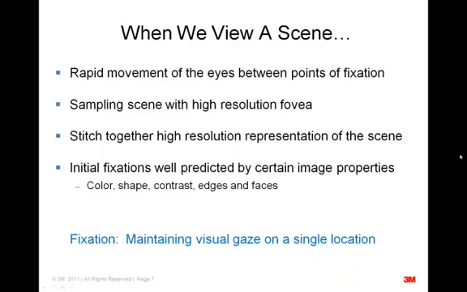What we're doing during this rapid movement period is we're sampling the scene with our high-resolution fovea. Over time, using this information, our brain stitches together a high-resolution representation of the scene. The initial fixations, or points where we will maintain our gaze, are well predicted by certain imaging properties, things like color, shapes, contrast, edges, and faces.